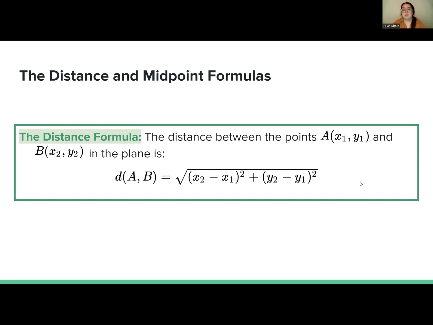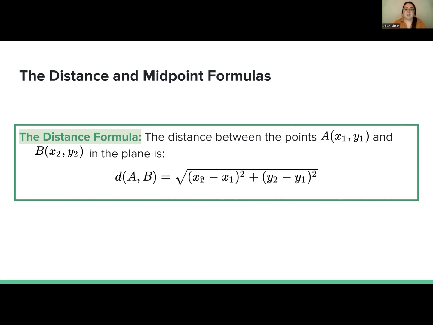Distance formula between the points A and B, where we say A is that first point and B is the second, in the plane, which is any plane. The distance between points A and B, that's all that D with A and B in parentheses means. This just means distance between points A and B, is equal to the square root of x sub 2 minus x sub 1 squared plus y sub 2 minus y sub 1 squared. So this is our distance formula.